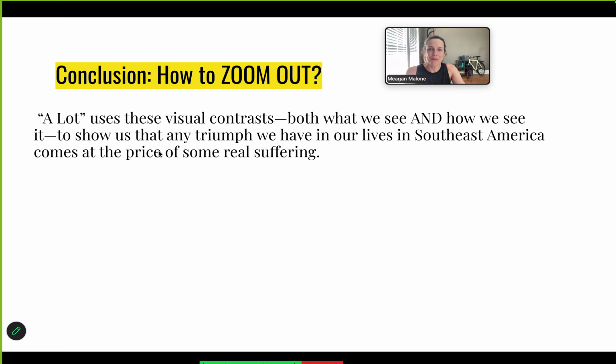So if this is my major point, my thesis, A Lot uses visual contrast. In the essay, I talk about light and dark. I talk about juxtapositions. I talk about all kinds of things.